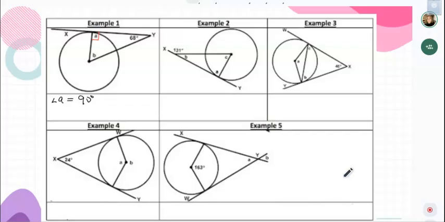On example 2, I know that angle C plus angle A will always equal what? 131.